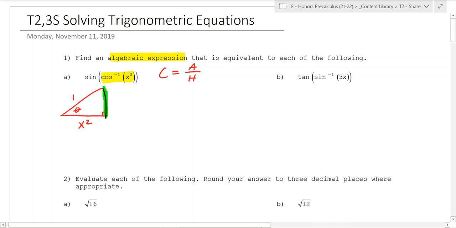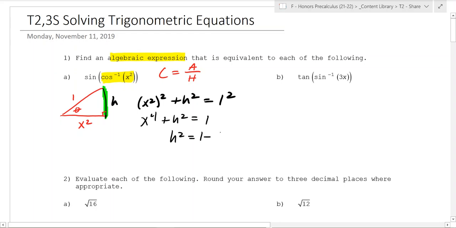If that third side is h, we know that x squared squared plus h squared has to be the hypotenuse squared. So that's x to the fourth plus h squared is equal to 1. So h squared is equal to 1 minus x to the fourth. So h is equal to the square root of 1 minus x to the fourth.